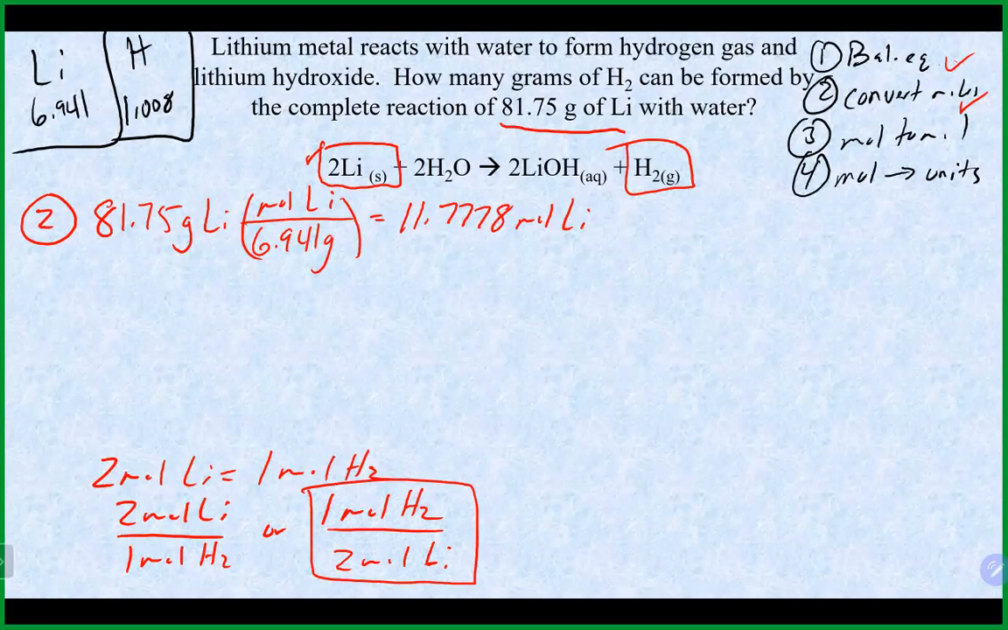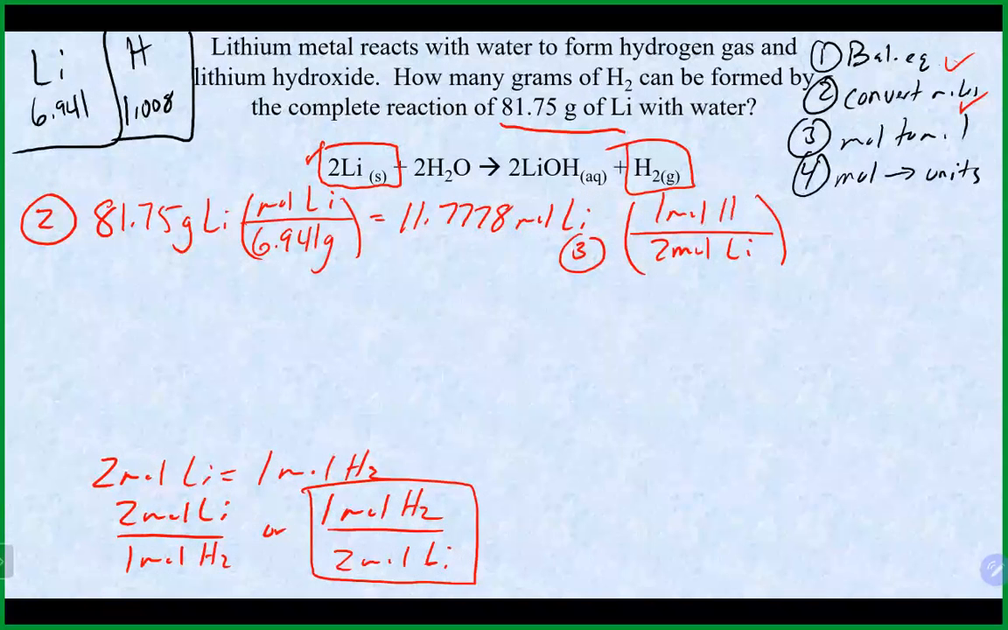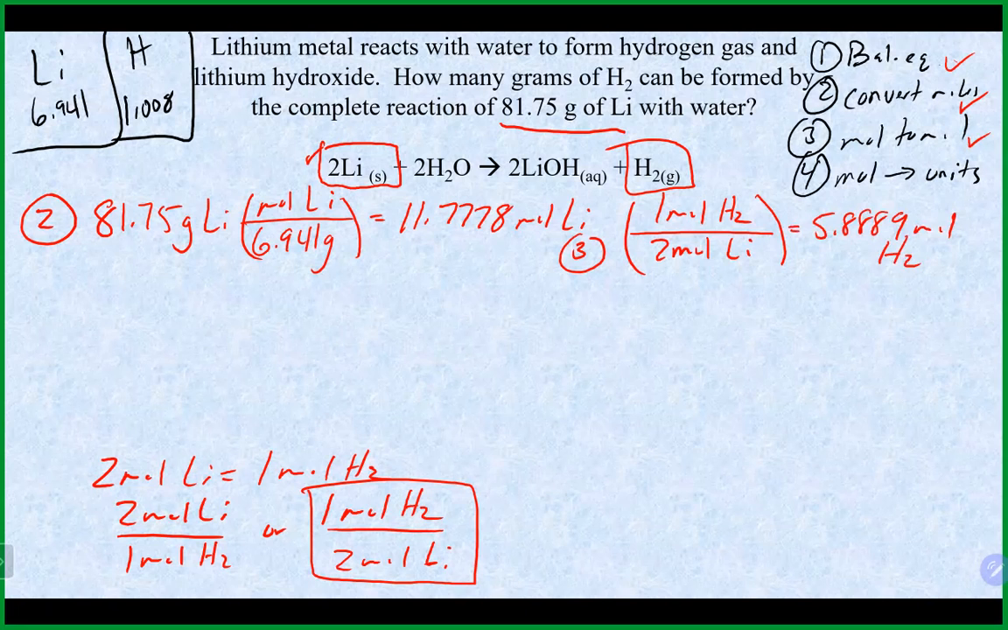So step number 3 here, using the mole-to-mole relationship and the stoichiometry from the balanced equation: 2 moles of lithium on the bottom, so they cancel, and 1 mole of H2 up on top. So we'll divide that by 2, which is going to give us 5.8889 moles of H2. So that was the big stoichiometry step from the balanced equation. We are now at H2, which is what we're looking for.